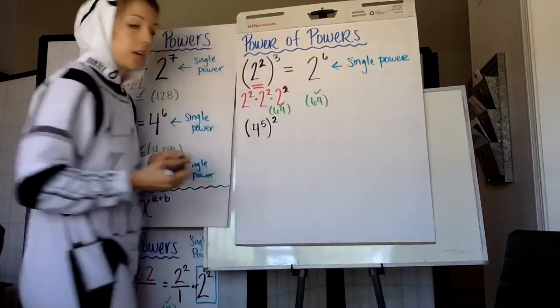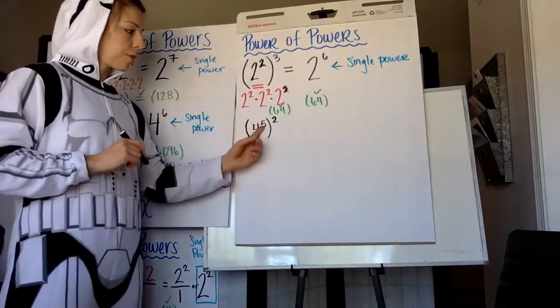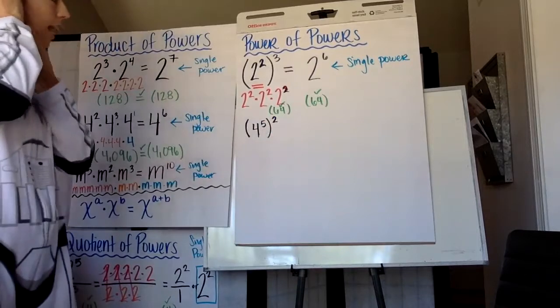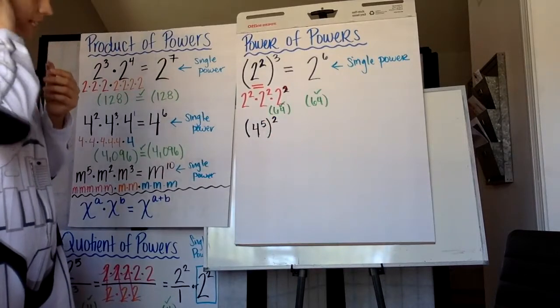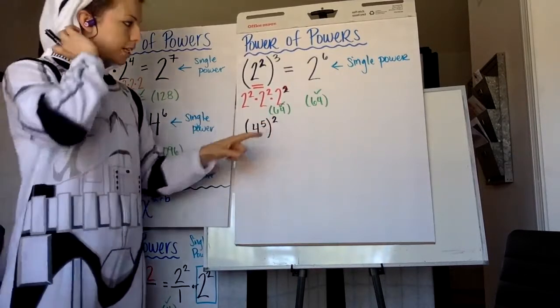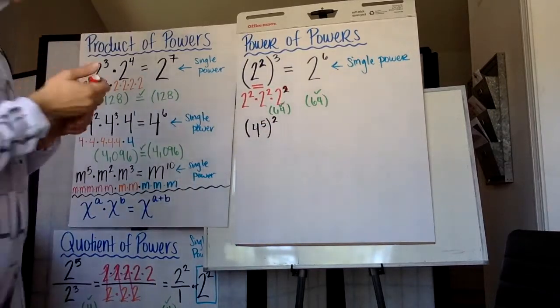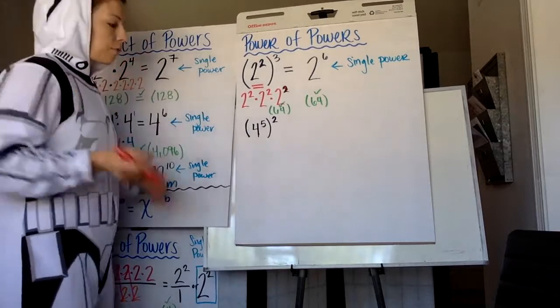Raised to the power of 2. So this is our second example: 4 to the power of 5 raised to the additional power of 2. This is why we call it a power of powers, because it's a power raised to an additional power. Okay, just like we've been doing, let's go ahead and write it out in expanded form.